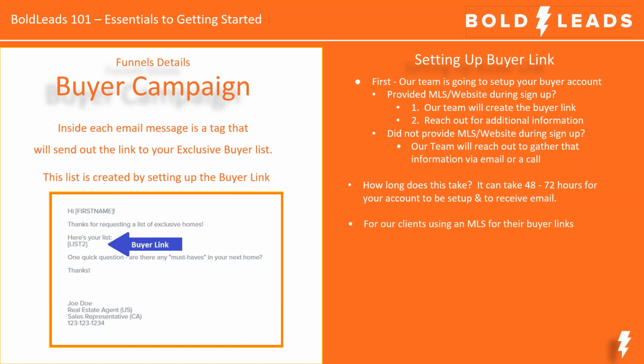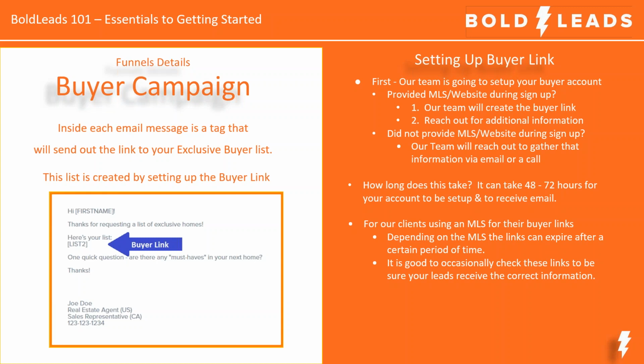For our clients using an MLS for their buyer links, if they don't have a website with a property search, we really recommend a website with a property search if you have one. If not, and you are using an MLS, depending on the MLS, the links can expire after a certain period of time. Now, I've seen links expire in 7 days. I've seen links expire in 2 weeks, or links never expire. But the thing is that this is an unchanging link through the MLS itself because it's just a public link that you would share to a client. It doesn't change with updated homes. So maybe a couple weeks go by, those homes could already be sold. So it's always good to occasionally check these links and make sure that the leads are receiving the correct information.